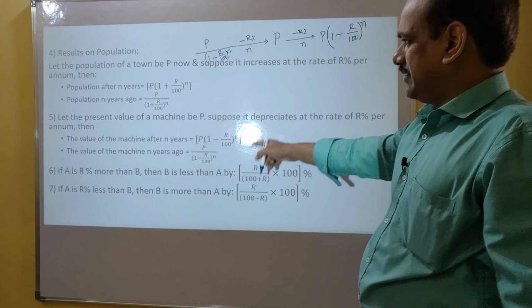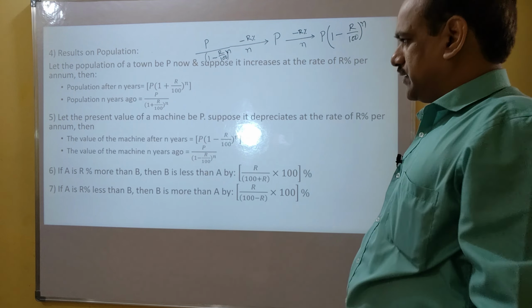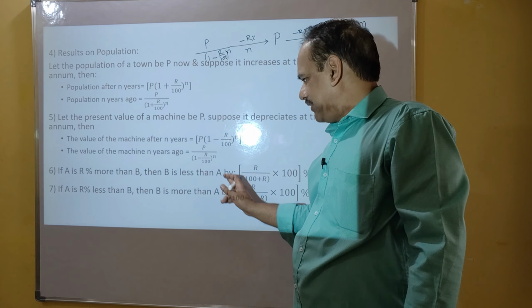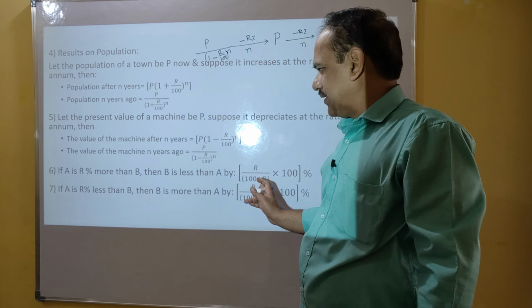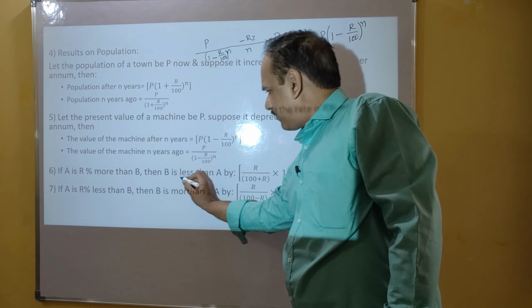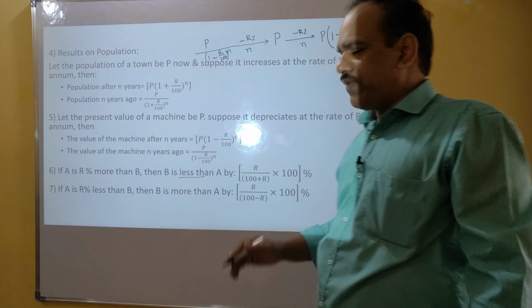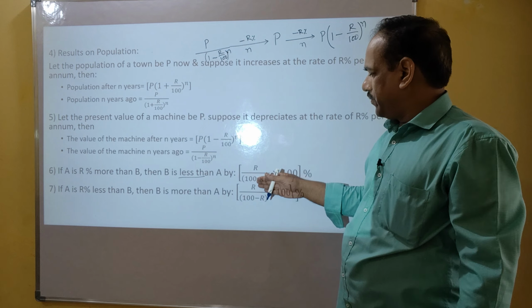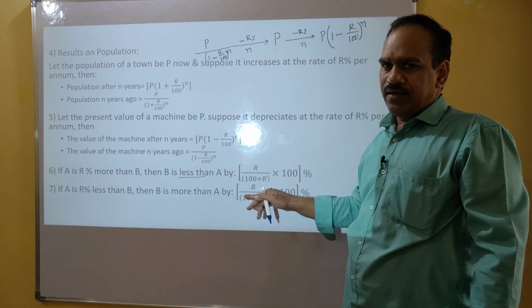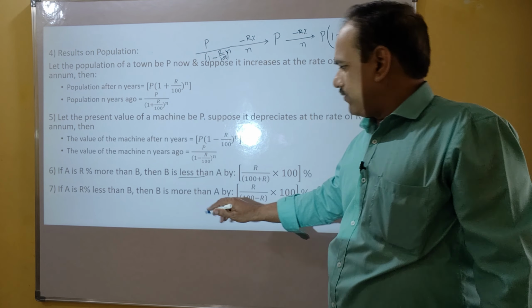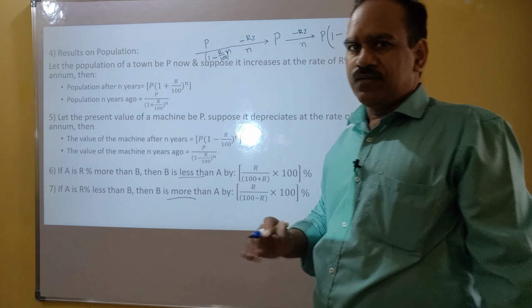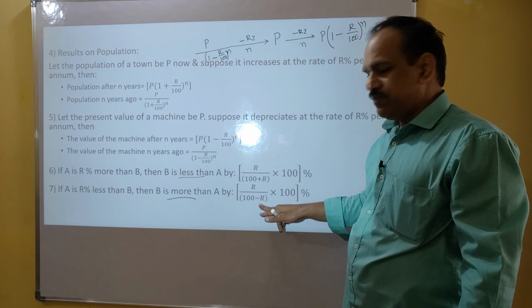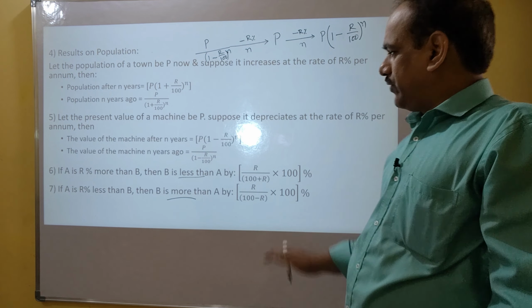Now, this is the result we have discussed. If A is R% more than B, then B is less than A by how much percent? We require less, so the answer should be less and the denominator should be more: 100 plus R in the denominator. When we require more, the answer should be more, so the denominator should be less: 100 minus R. You remember like this.